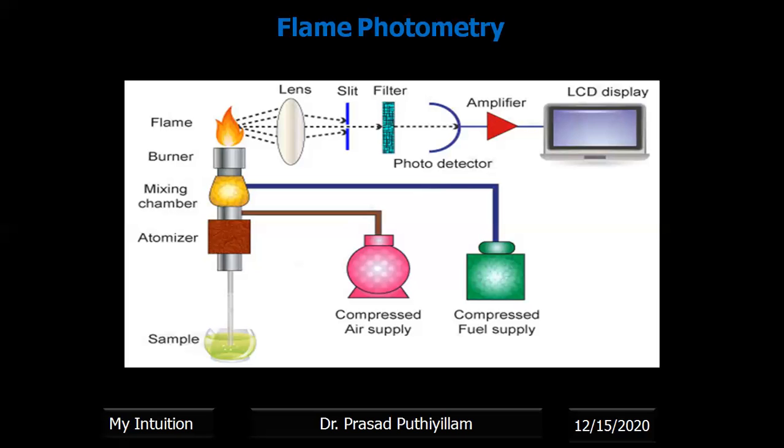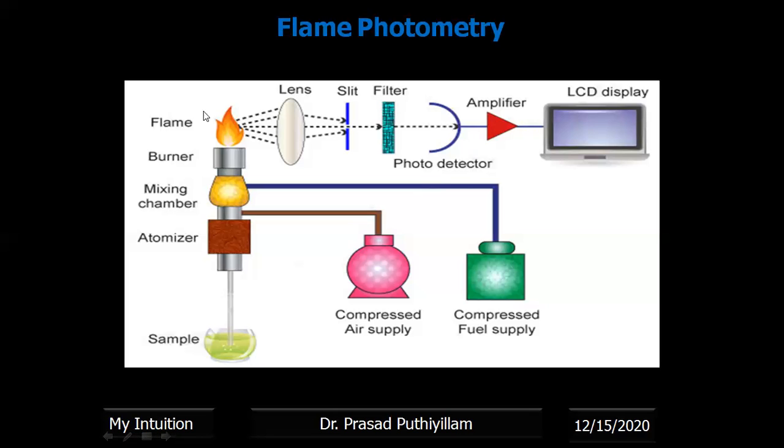In the flame, the electrons of the metal atoms jump to a higher energy level and jump back. The corresponding wavelength of light is emitted, which is concentrated through a lens, then passed through a slit, and an appropriate filter is used based on which wavelength of light the metal emits. Based on the metal ion in the sample, we have to have a filter to convert it into monochromatic light, avoiding all other unnecessary wavelengths. Only that particular wavelength of light will be concentrated onto a photo detector, which will be amplified, and we will get the display of the reading corresponding to the metal ion present.